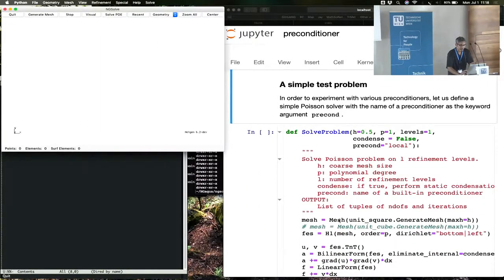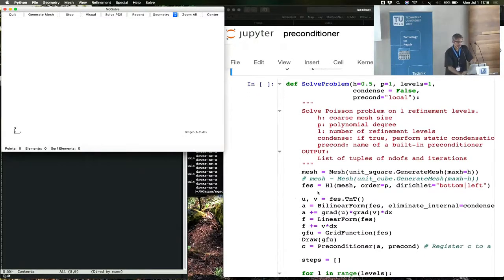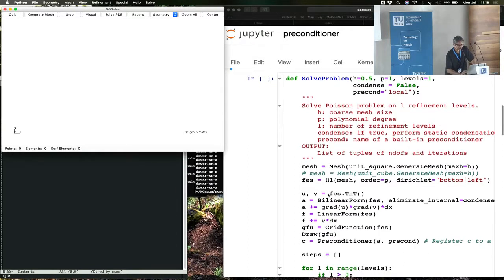Okay, in order to make a simple test to understand preconditioners, here's a Python function. What it does is to solve a problem using a preconditioner. Let's look at its steps. You give it a mesh size, a polynomial degree, and the number of levels of refinement. This is a coarse mesh size. Starting from that mesh size, it creates a mesh. Then it refines however many times specified by levels, and solves the problem there.